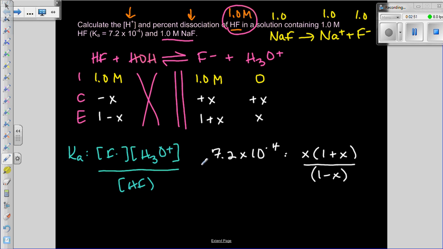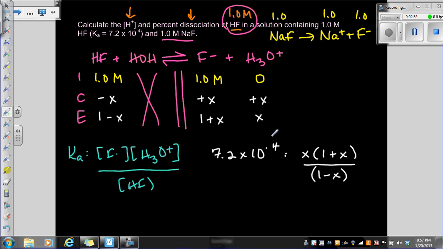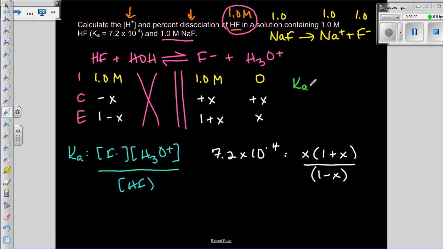Now, sometimes I will be able to approximate, and sometimes I won't. But I want to check that because my math can get complicated if I don't. If I take Ka times 100, so 7.2 times 10 to the negative fourth, I get 7.2 times 10 to the negative 2, which is really 0.072. That number is still less than or equal to my initial acid concentration. So that tells me it's okay to approximate, and I'm going to go ahead and approximate.